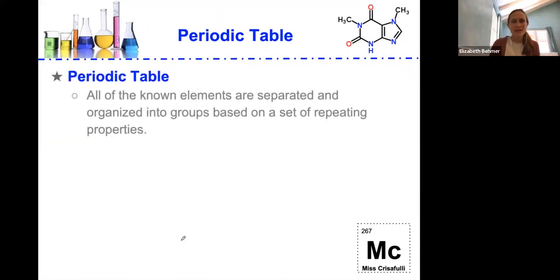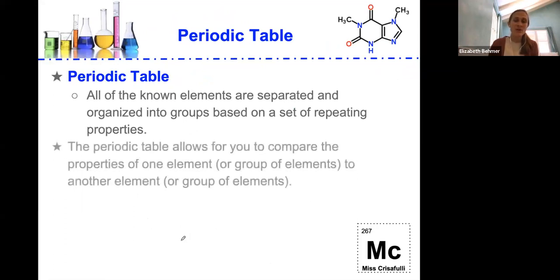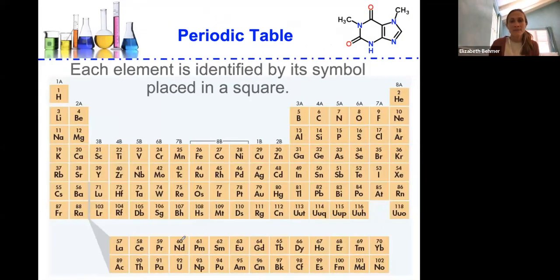Then the periodic table. All of the known elements are separated and organized into groups based on a set of repeating properties. And the periodic table allows you to compare the properties of one element or a group of elements in a column to another element or a group of elements. So each element in the periodic table is identified by its symbol placed in a square, and a group of elements refers to a column of elements. That is a specific group.